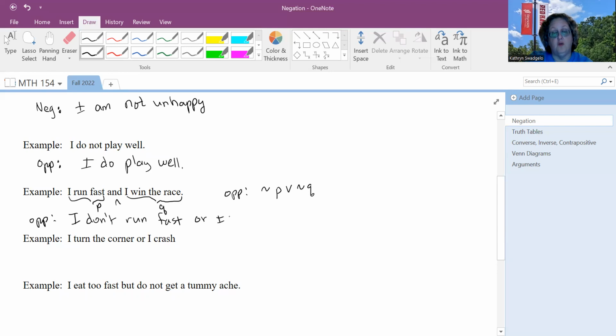Or I don't win the race. So in other words, if I say to you, I run fast and I win the race, and somebody else says, you're lying, you're not telling the truth. Well, how can I not be telling the truth? I could be not telling the truth if I still ran fast, but I didn't win. Or I could be not telling the truth if I won, but I didn't run fast.